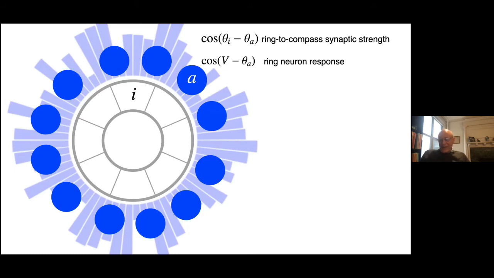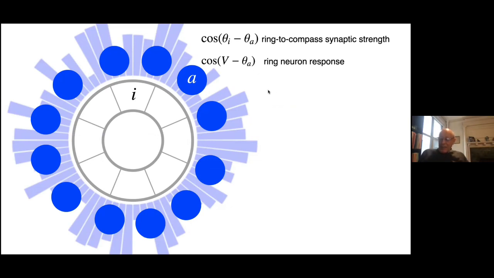And just to make life simple, I'm going to assume that this particular ring neuron likes visual objects at its preferred angle. So that's what I was saying. If this one is 30 degrees right, then it responds very strongly. If the bar that the fly is tracking is 30 degrees to the right, and moving away from that, I'm giving it a cosine tuning curve. So it falls off, it actually gets inhibited if it's on the other side.